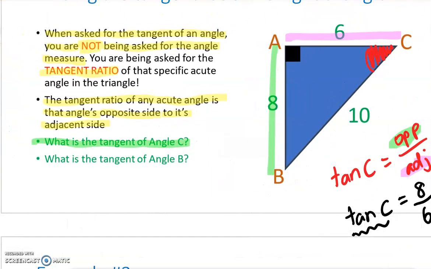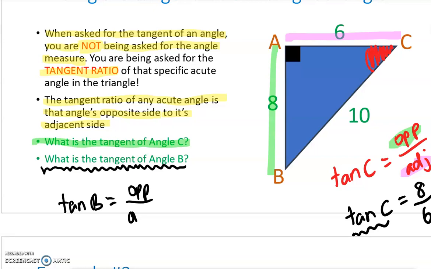Last question on this slide right here says, what is the tangent of angle B? So the tangent of angle B just means that it's the ratio of the opposite side to angle B divided by the adjacent side to angle B. So now remember, angle B is down here in this corner now. So what is opposite to angle B? Hopefully you said 6. That would be correct.